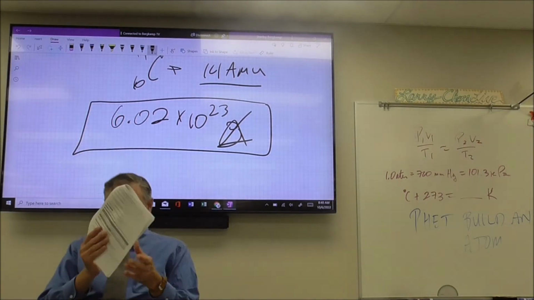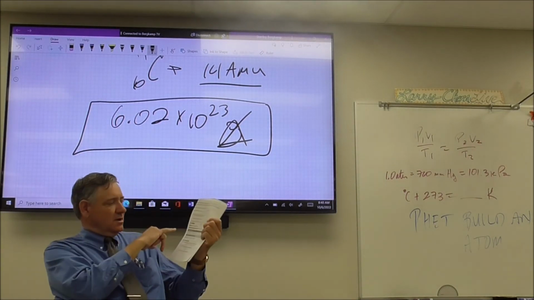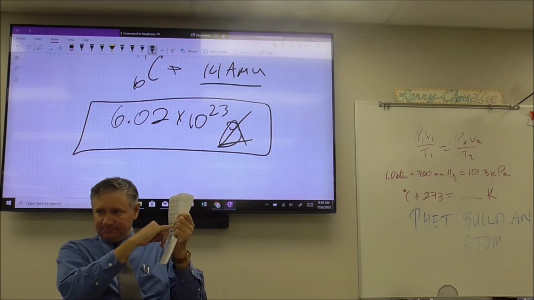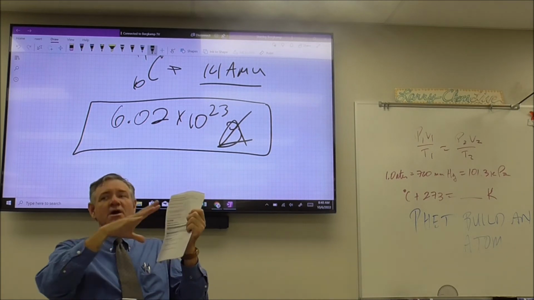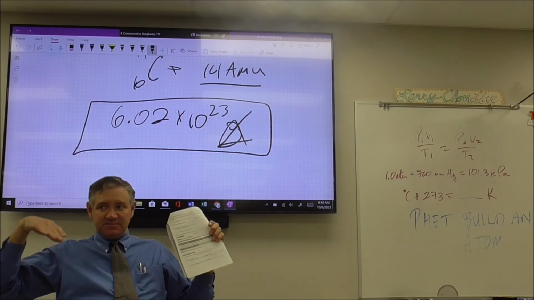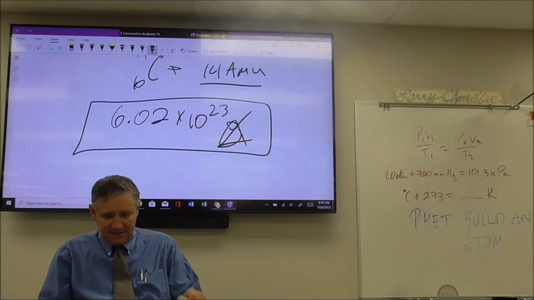So for now, I want you to get through page 11, stop at 19. Okay, so stop there. Eventually we're going to work through this whole thing, but for now, we're going to take a break from this packet and stop at 19.